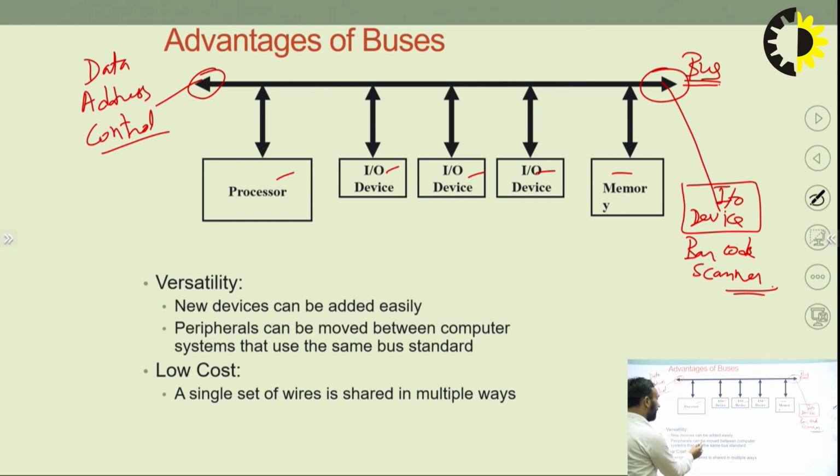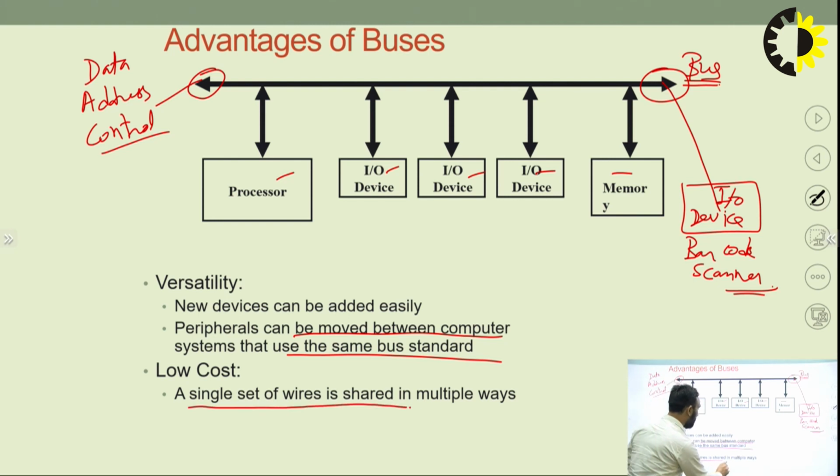Second, peripherals can be moved between computer systems that use the same bus standards. They can also share information from one device to another. And the major factor, if we go for the commercial side of any object or any machine, a single set of wires is shared in multiple ways. Means if we use a single medium to share information from one node to another, it's very simple. We will save cost and power consumption of a machine. So it will be cheaper for an end user to use the machine.